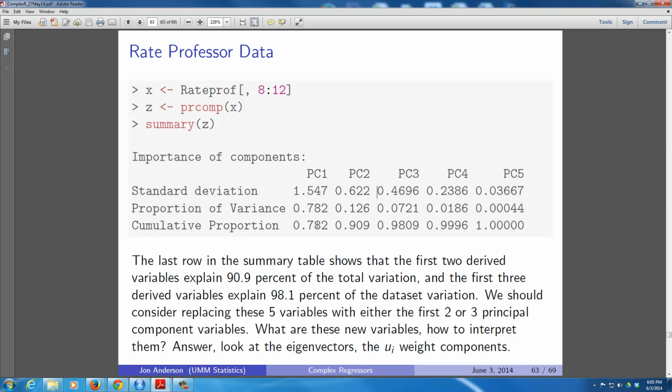The first 3 eigenvectors. Maybe the first 3, maybe the first 2, they're both very good summarizations of the entire collection of 5. Well, that tells us how many variables we can summarize the entire collection with, either 2 or 3. Even 1 variable is summarizing about 80% of the variation. What are these new variables?